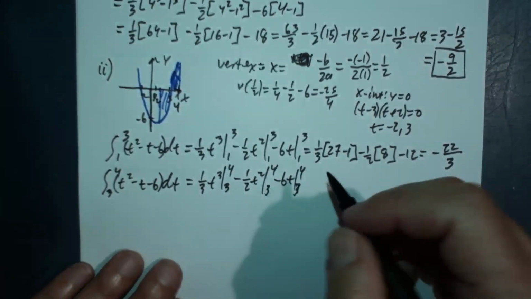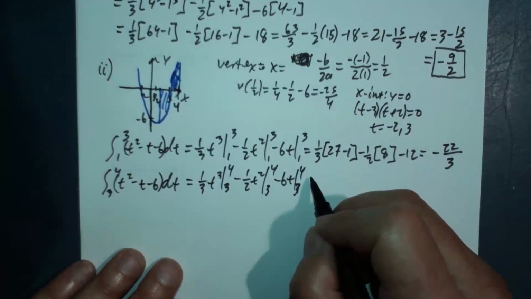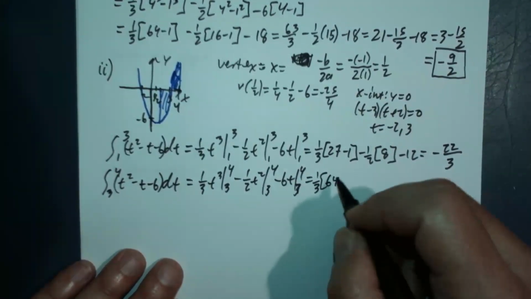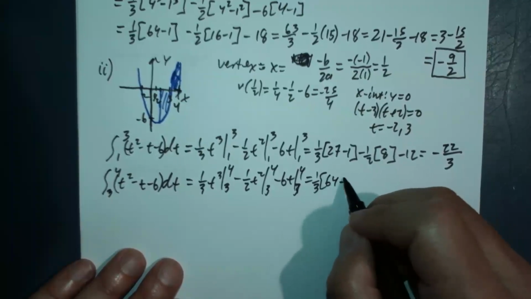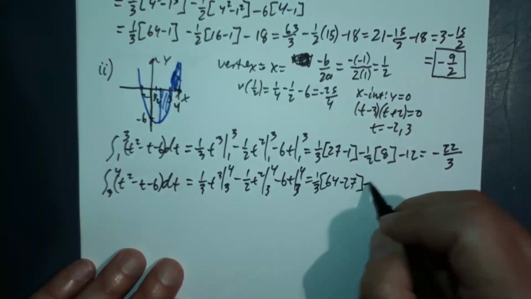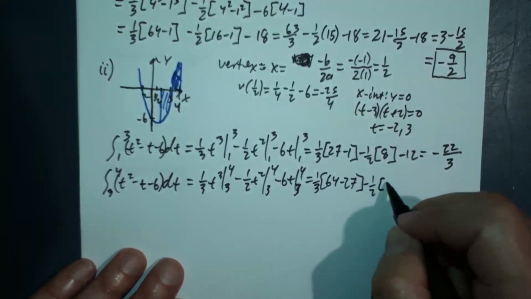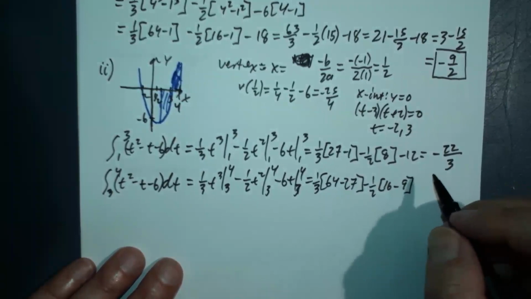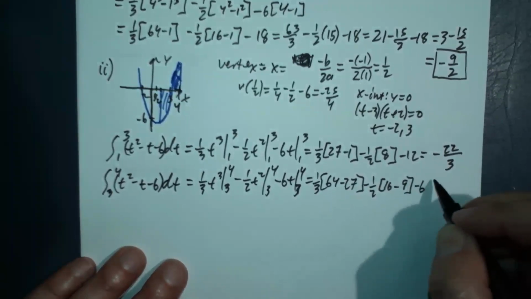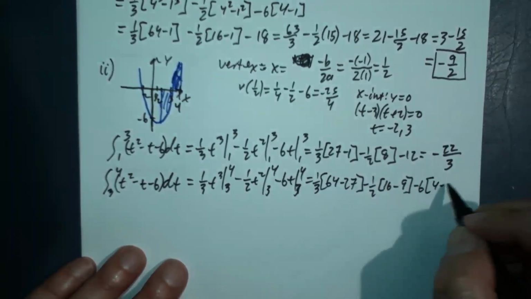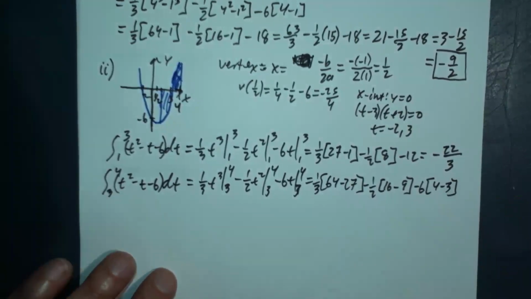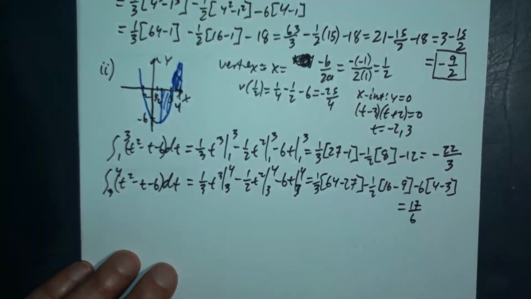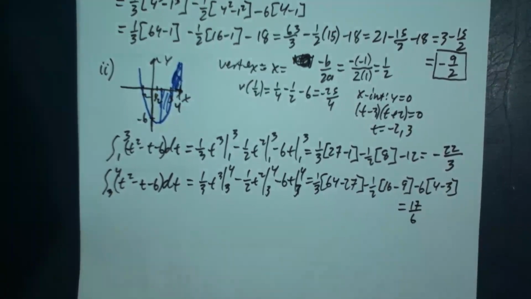And plugging all of that in, four to the third is 64, minus 3 to the third, which is 27, minus 1/2, 16, minus 9, and then minus 6, 4 minus 3. And that gets us 17 over 6 when we get a common denominator.